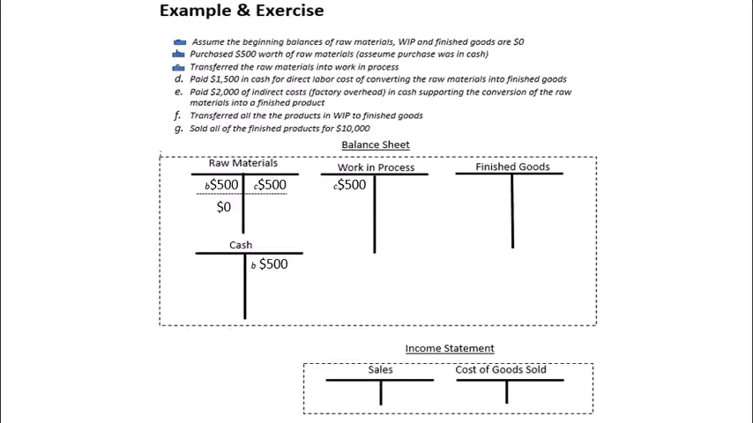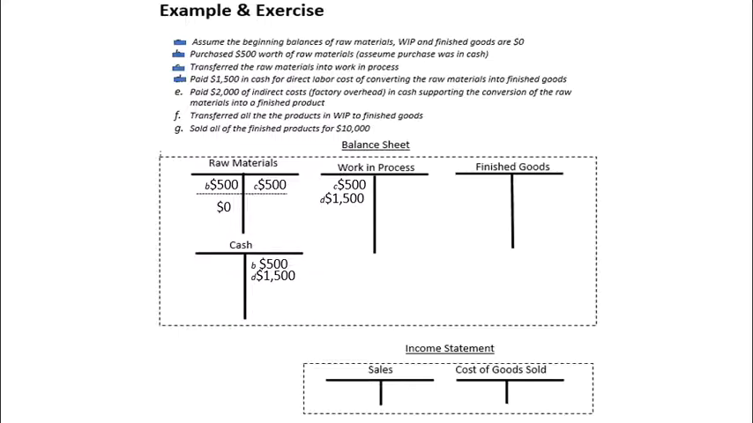Okay, then we're going to go on to entry number D, and it says paid $1,500 in cash for direct labor costs for converting the raw materials into finished goods. So we've hired some people, we're paying them cash, and they're applying the labor against it and converting it eventually into finished goods. So what we're going to do is we're paying them $1,500 in cash. So that's going to be added to our work in process. We're going to debit work in process for $1,500, and we're going to credit cash for the amount that was paid to them, $1,500.